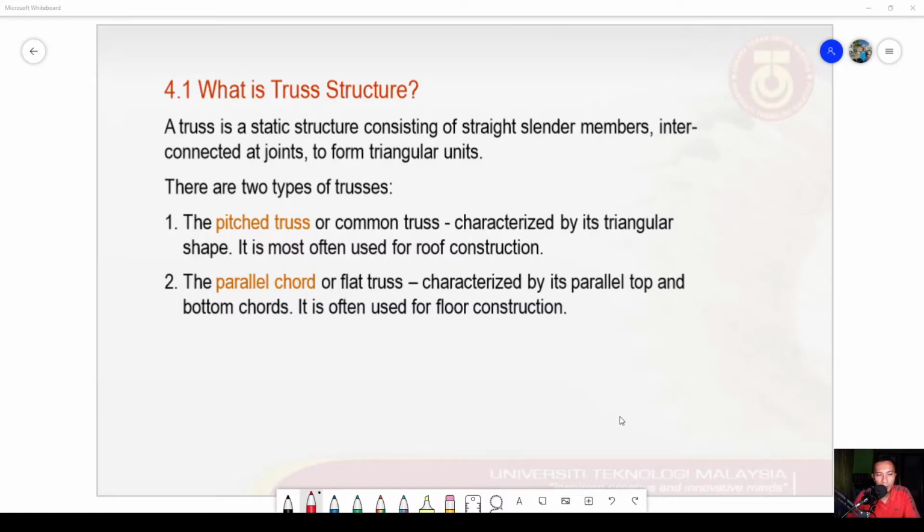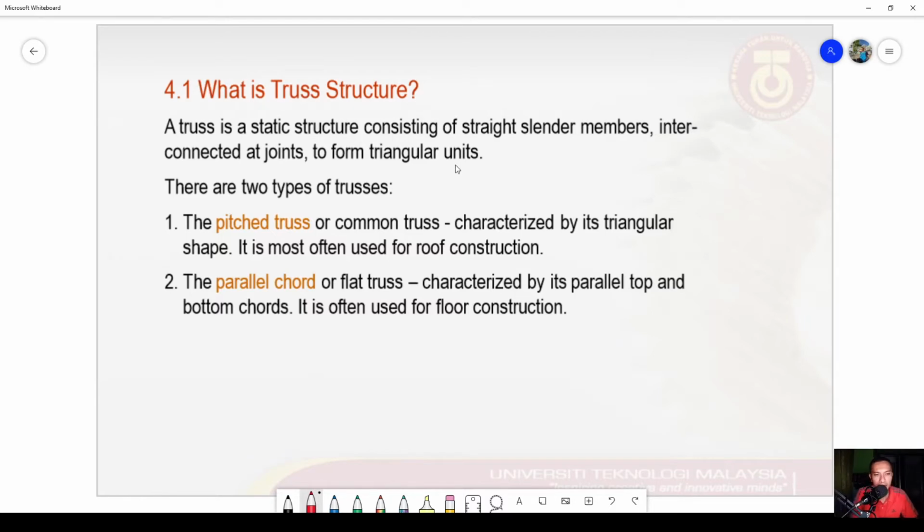Before we look into the detail of how we can solve this truss structural problem using finite element, I think it is very important for us to understand what truss structures are and also what this structure looks like physically. A truss is a static structure consisting of straight slender members interconnected at joints to form triangular units.